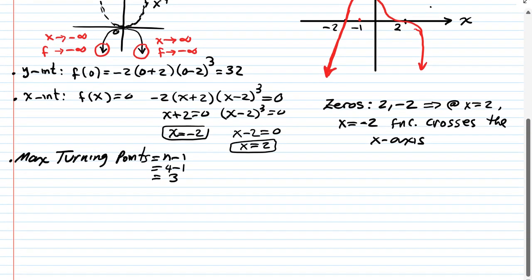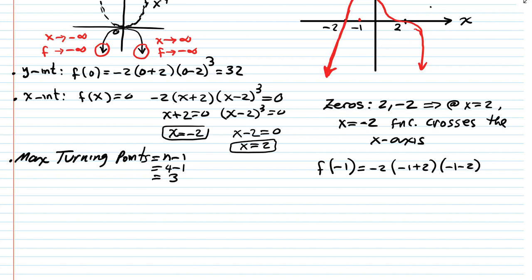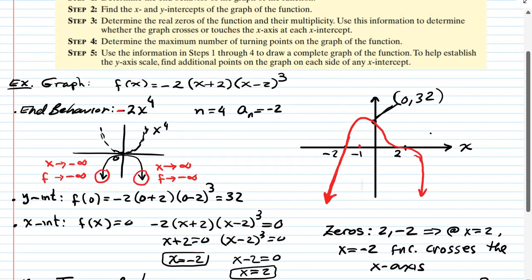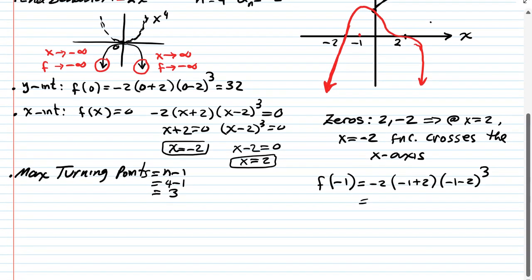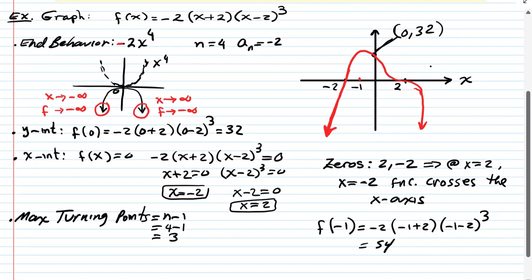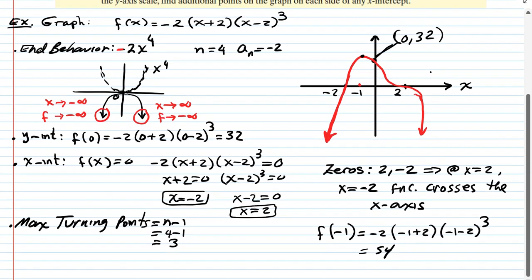If I look at f, this is part 5, step 5 of the guidelines. I'm going to do f at negative 1. When you plug in negative 1 into this function, we get negative 2 times negative 1 plus 2 and negative 1 minus 2 cubed. Okay, what did I do? I plugged in negative 1 in the original function. All right, and when we do, all of this should end up being 54. And that's this point right up here, negative 1 and 54.